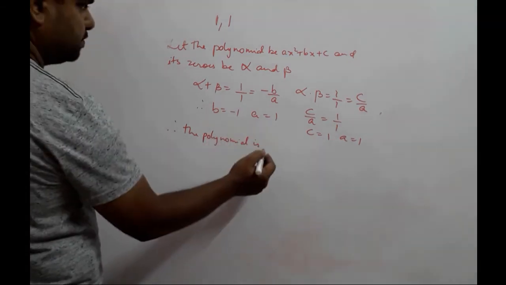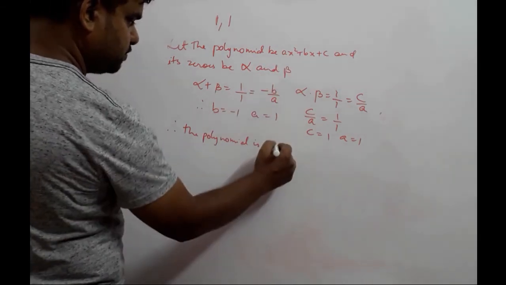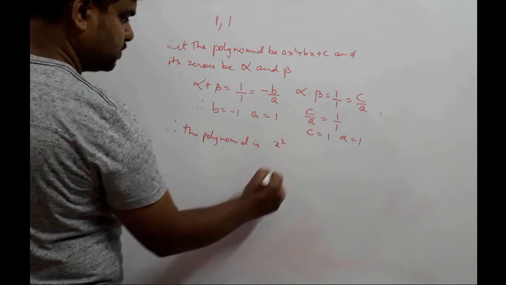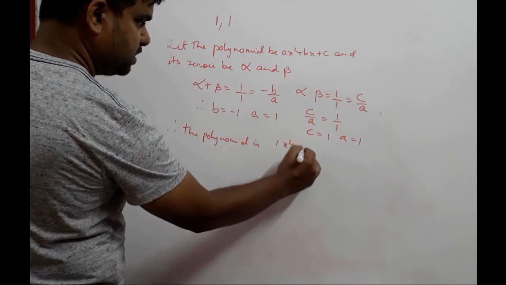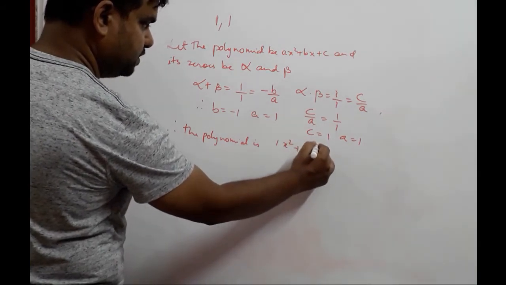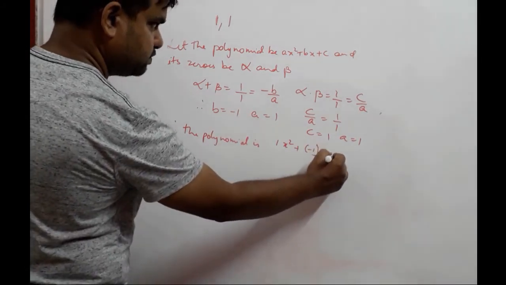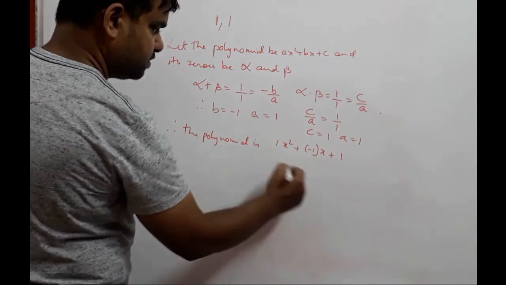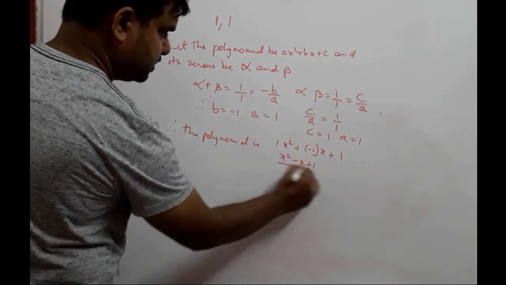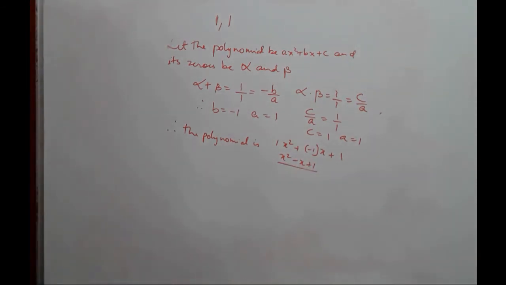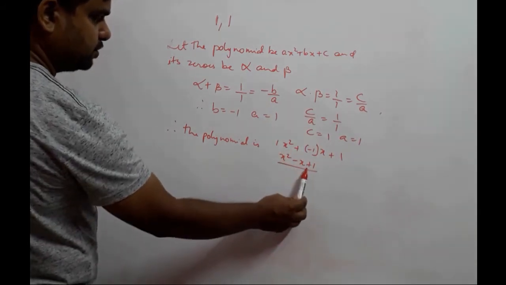So we can substitute over here in this equation. If a is equal to 1, 1 into x square will be x square. Just writing it down first for you: 1 into x square plus minus 1, because b is equal to minus 1, x plus c which is equal to 1. So this can be written as x square minus x plus 1. So that is your polynomial. You can write this straight away rather than doing this step. This is just to show you all how we come to this step.